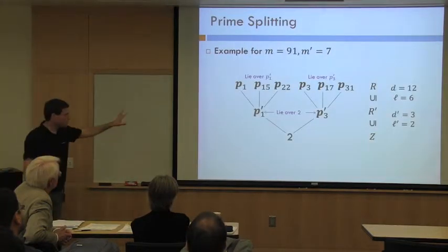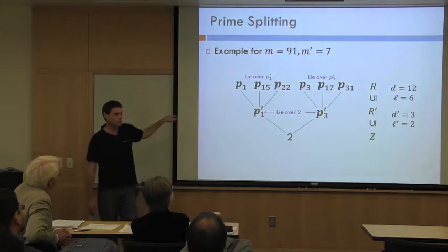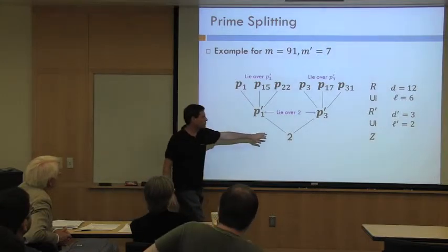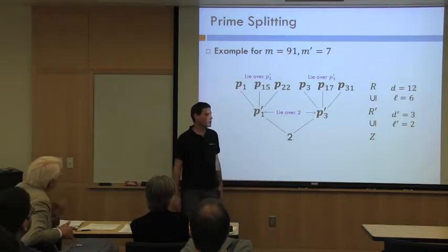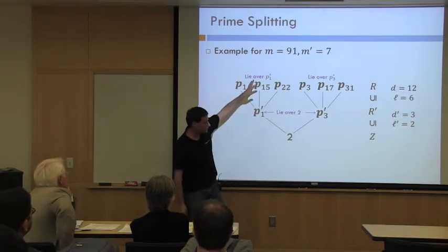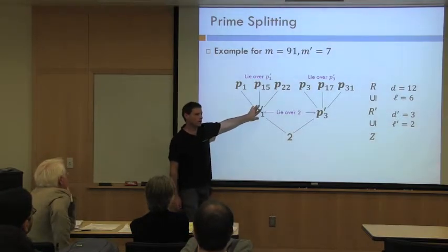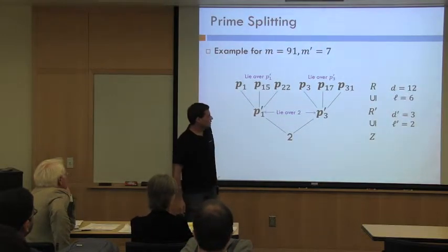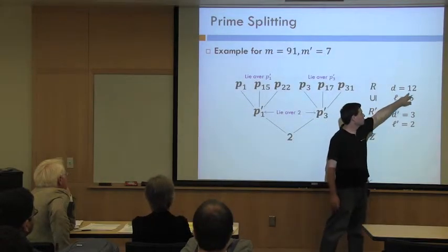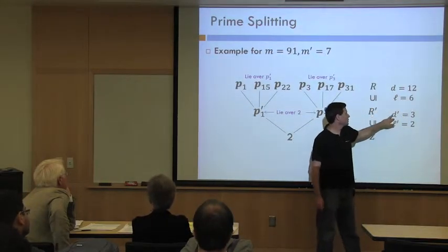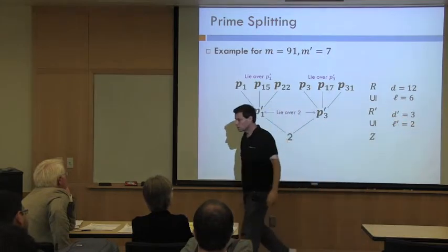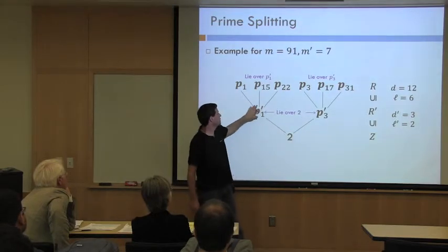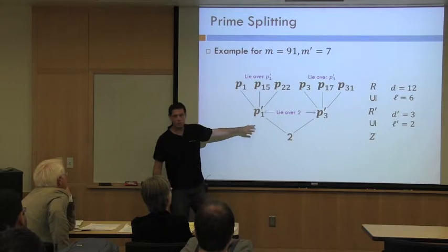So just one picture that I'll go back to when I want to explain one of the lemmas that I'll talk about later. So you have this, right? 2 factors into two prime ideals in R_7. And each one of these prime ideals factors into three prime ideals in R_91. And then you get the order of 2 mod 91, the number of factors, the order of 2 mod 7, the number of factors. And the terminology is that these guys lie over 2, and those guys lie over P1.